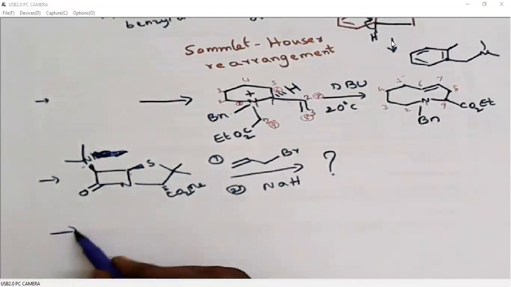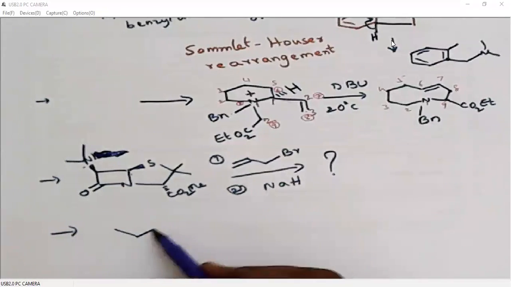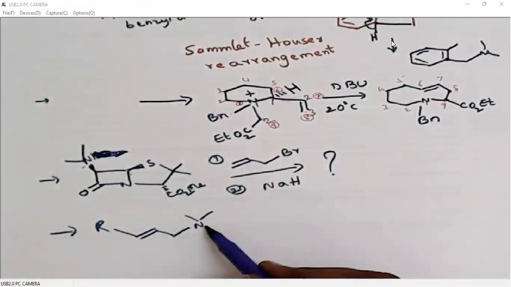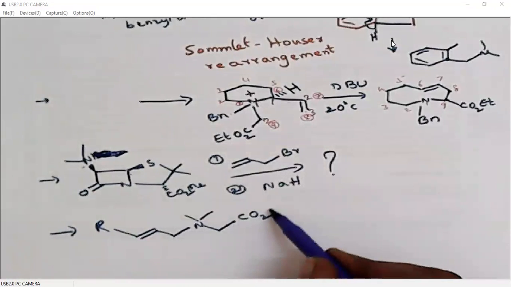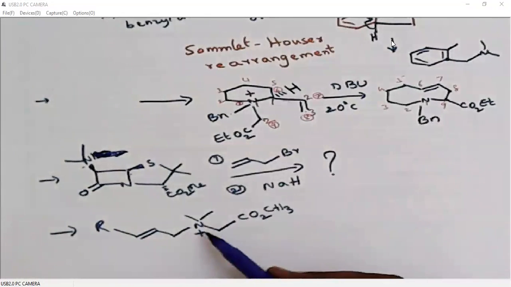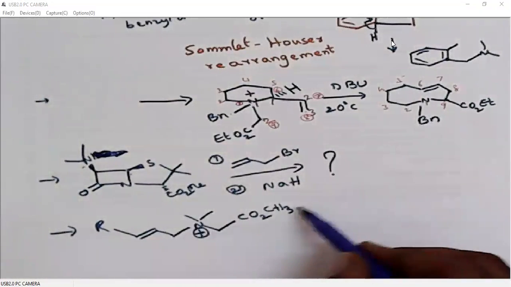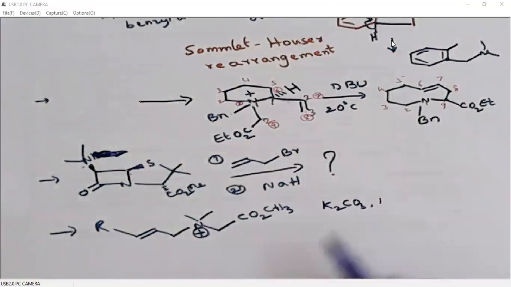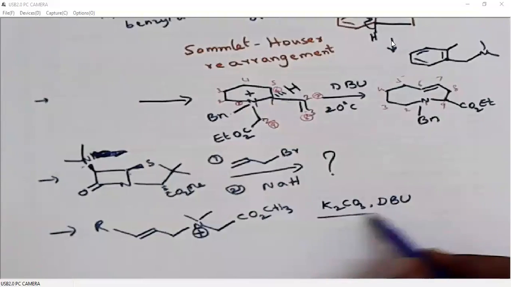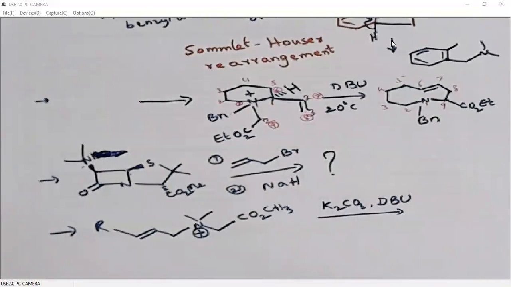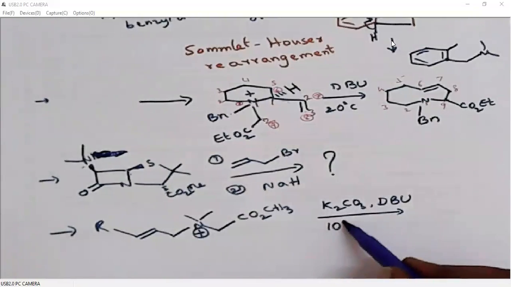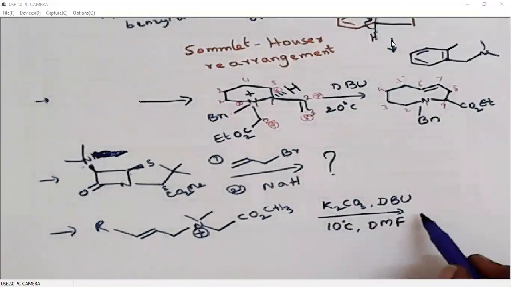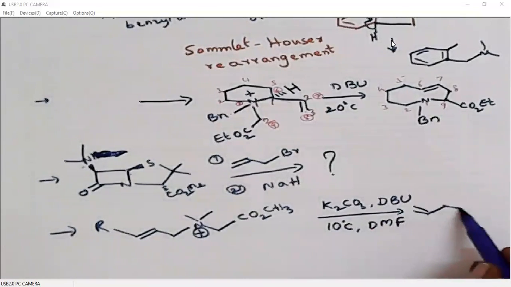Please take one more practice problem. Here potassium carbonate and DBU both are bases. We are using a mixture of basic conditions. I'll give the product also. Okay, you try how the product was formed.